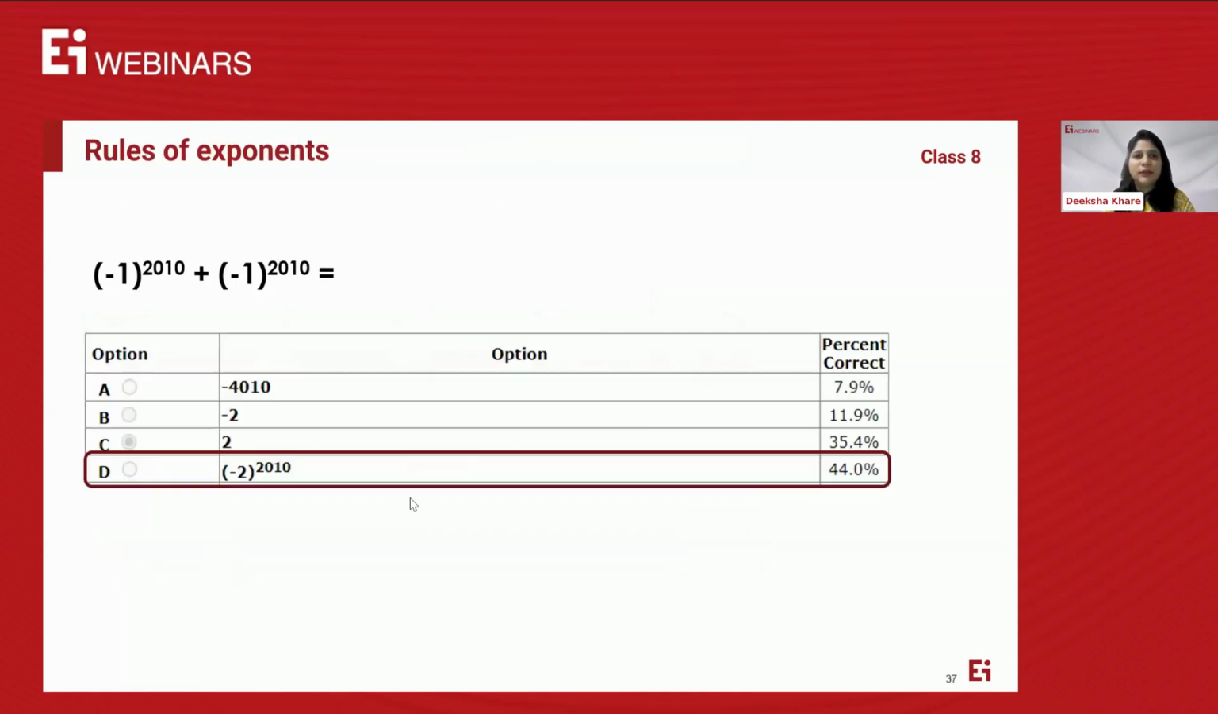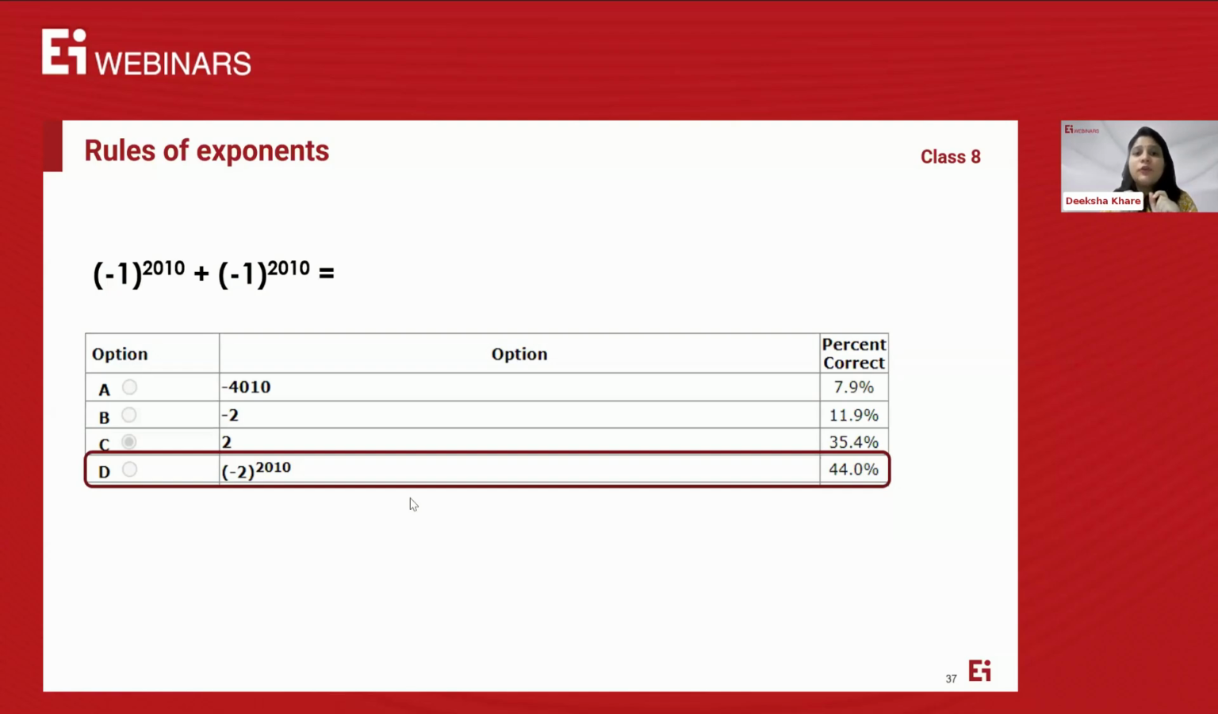Moving on to the next question. This is a question that tests the application of rules of exponents. Minus 1 to the power 2010 plus minus 1 to the power 2010 is what? So what is the correct answer? Since the power is even, the first term becomes +1, the second term becomes +1, and +1 and +1 is 2. Option C is the correct answer.